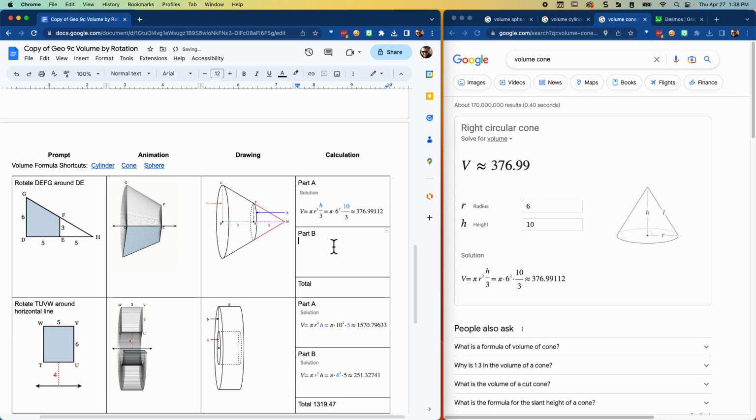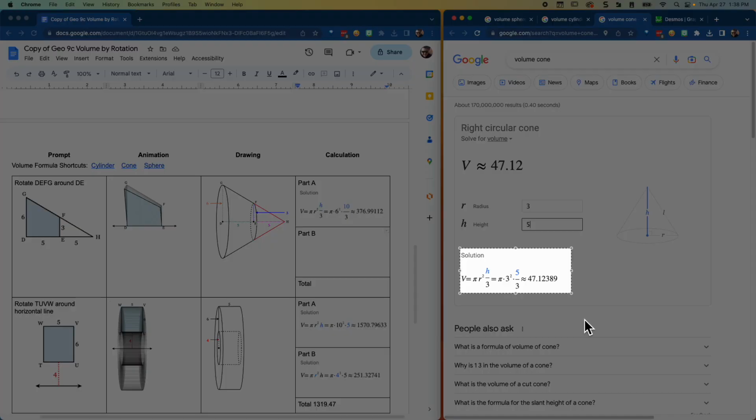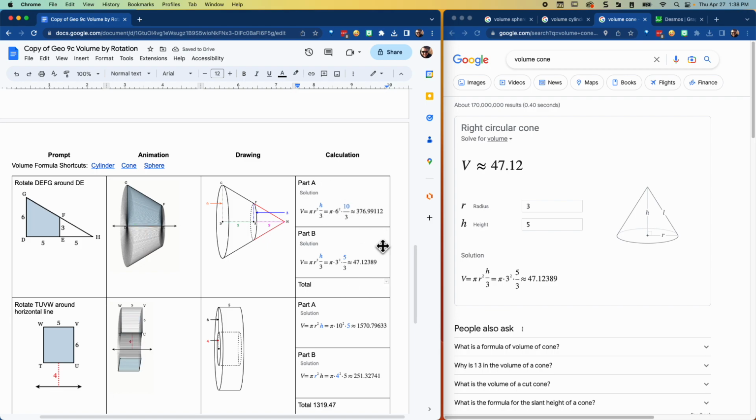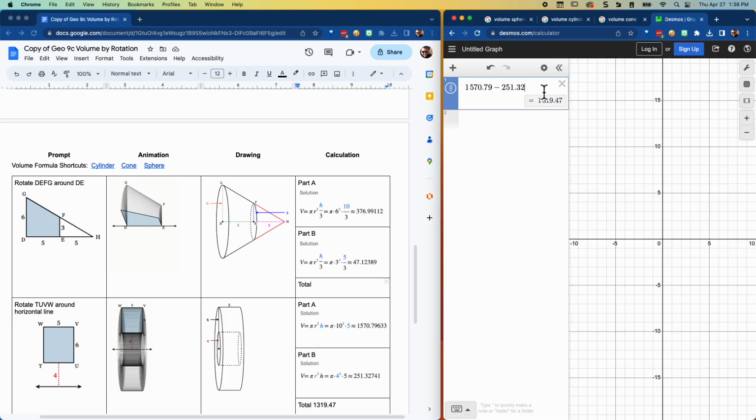For part B now, this is the piece that we want to subtract. It's like not there, and we don't see it because it's already been chopped off. It's that top empty cone. And on that cone, we have a radius of 3 and a height of 5. So we have a radius of 3, a height of 5, and that's about 47. So to approximate this total, we're going to say 377 minus 47. Let's just round it off to whole numbers there. That gives me 330.